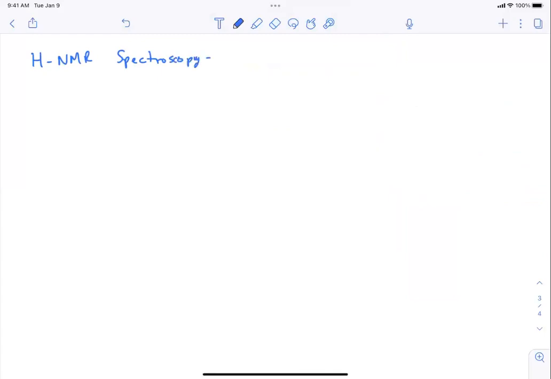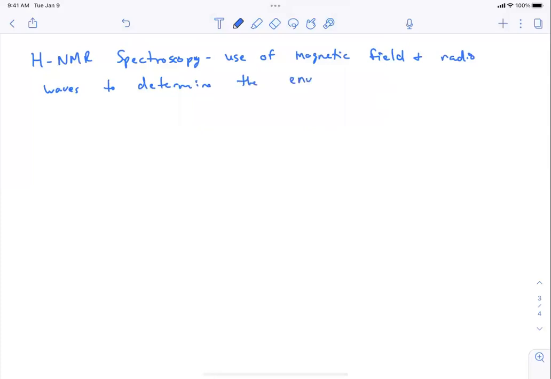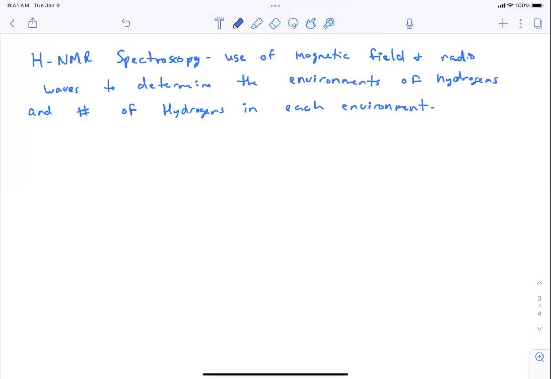Okay. HNMR spectroscopy. Use of magnetic field and radio waves to determine the environments of hydrogens and number of hydrogens in each environment. So HNMR is the most involved one that actually can tell you the exact structure of the molecule given enough information. You're actually going to know where these hydrogens are bonded, how many do I have on each carbon, and how those carbons are bonded to each other.